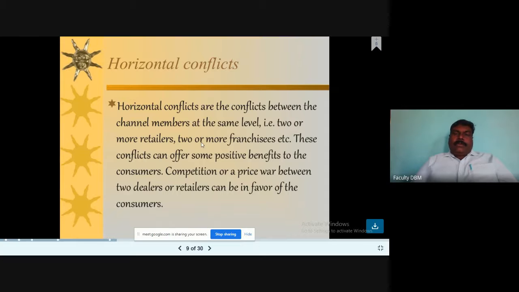Now we are going to talk about horizontal conflicts, or the conflicts between channel members at the same level. Two or more retailers. The earlier problem was between the wholesalers and retailers with the company. Horizontal means among the wholesalers, among the retailers, among the franchises. Positive conflict can offer some positive benefits to the consumers: competition or a price war between two dealers.